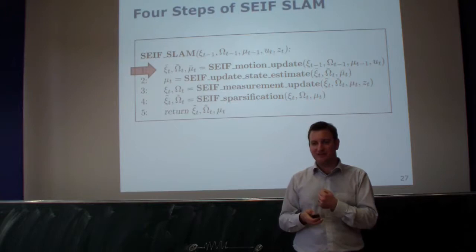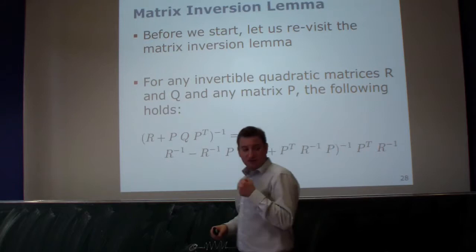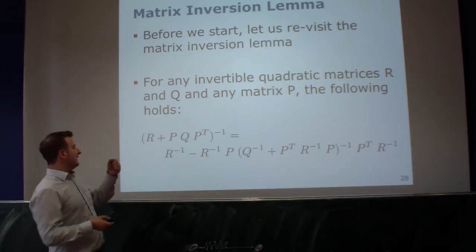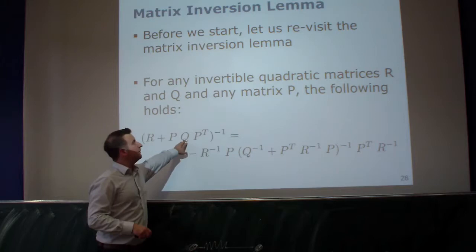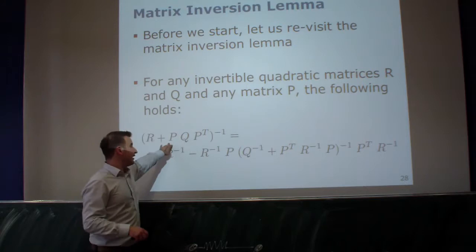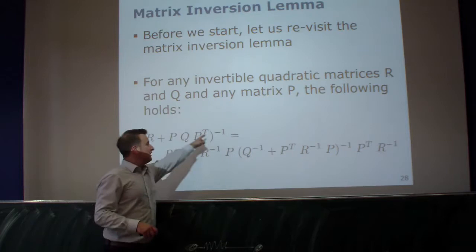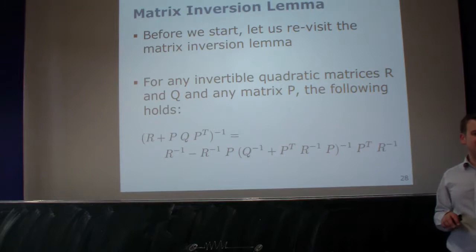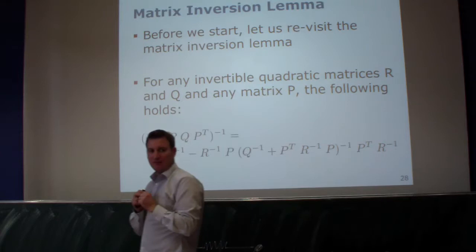Before I start with the motion update, I just need to introduce you to one rule. Some of you may know it from linear algebra: the matrix inversion lemma. It simply states that given two invertible quadratic matrices, the matrix R and the matrix Q, and any other kind of matrix P, then inverting this quantity results in this long formula over here. I won't derive this. It's just a tool we will use later on in the motion update step, so we exploit the matrix inversion lemma.